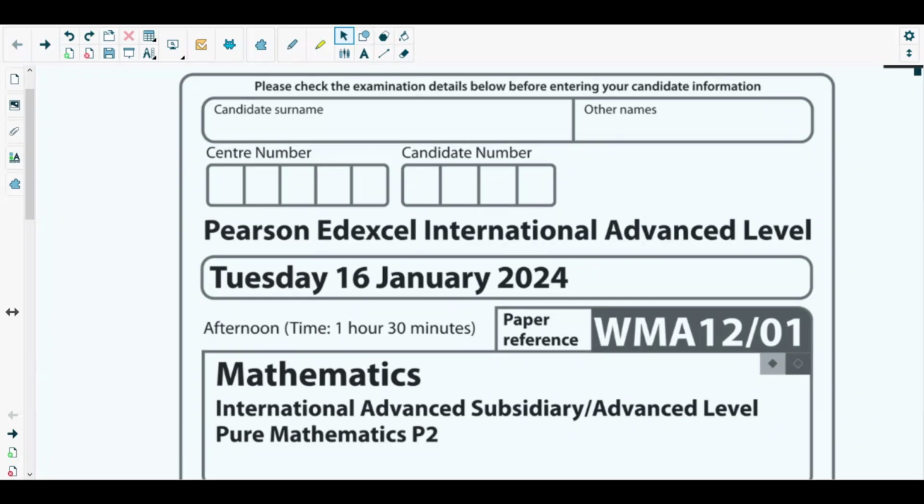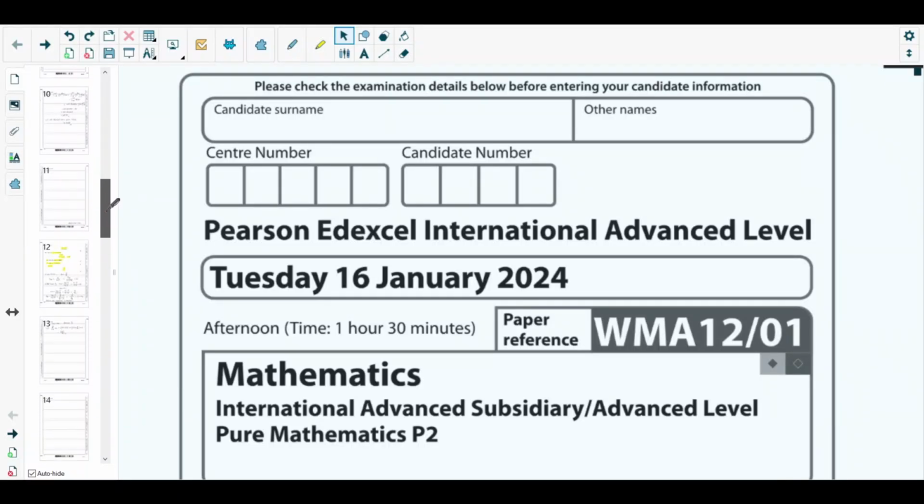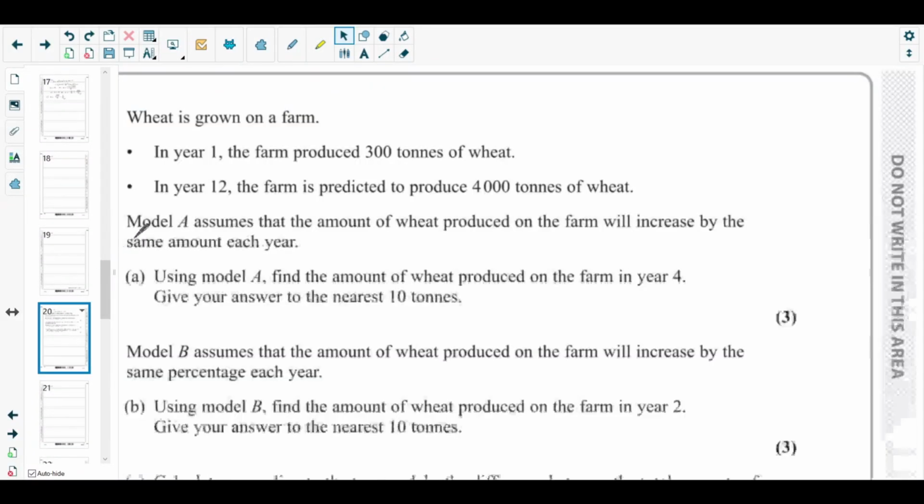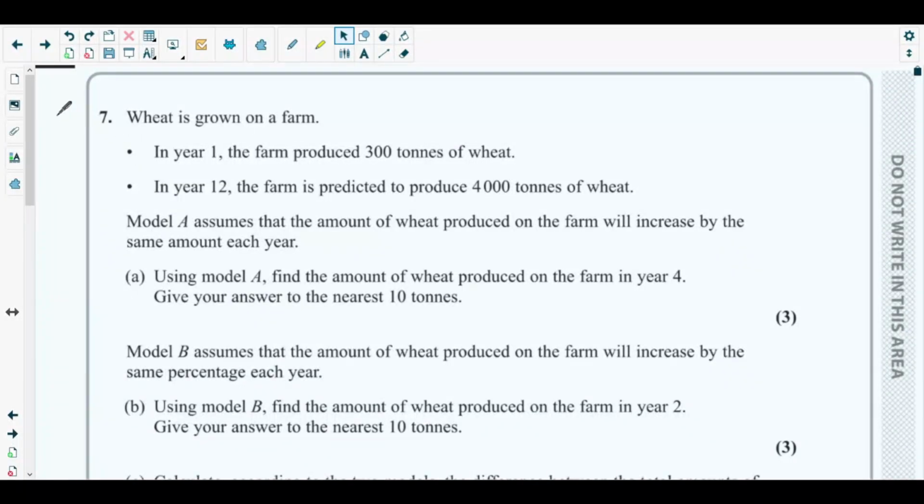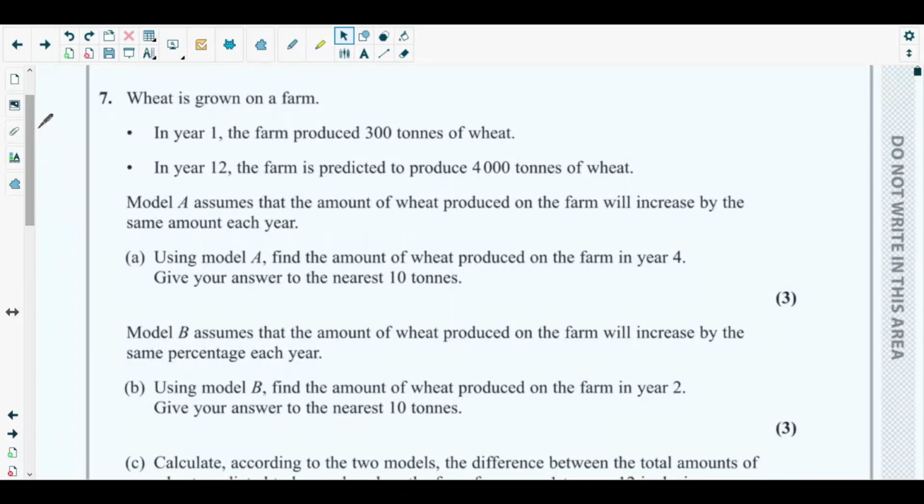So in this video, we will be solving question number 7 from January 2024 Pure Mathematics 2 paper. Let's see what question number 7 from this paper is about. The concepts behind question number 7 are from sequence and series that have been discussed in chapter number 5 of your Pure Mathematics 2 textbook.